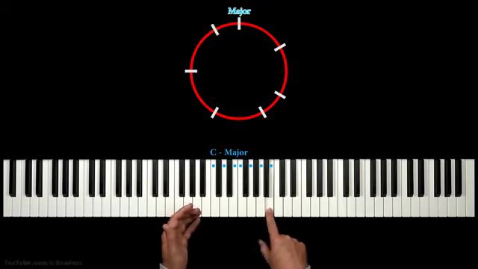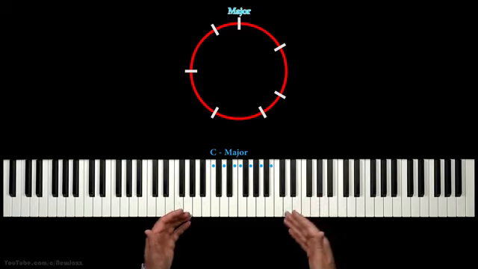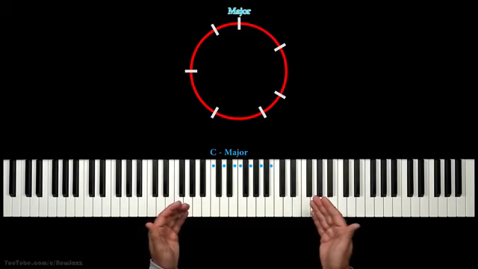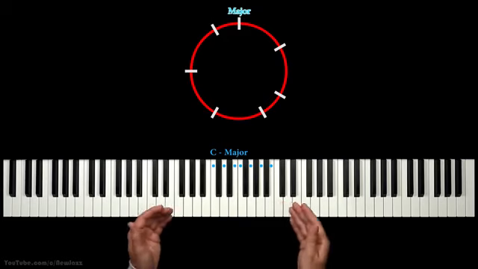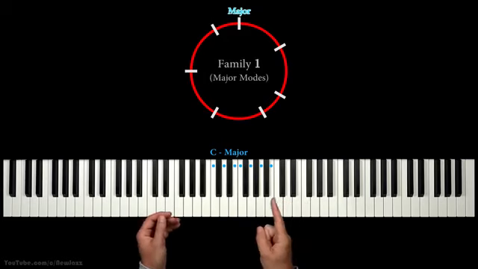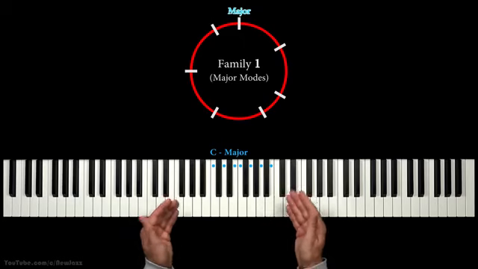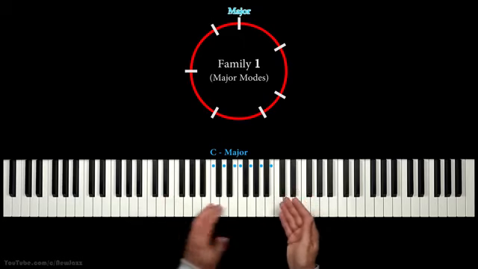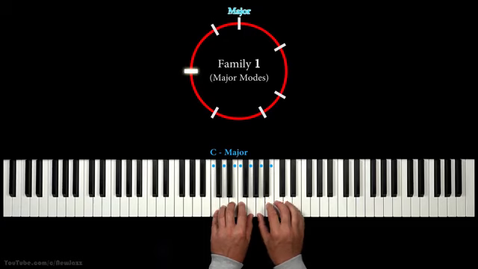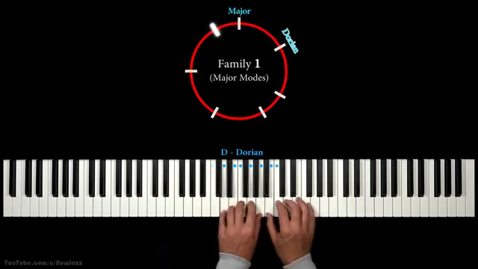Now, all scales in this world can be grouped into families. So the first family I'll introduce to you is Family 1, also called the major modes. The single scale members of this family are derived by playing our major scale in different degrees. So here we have the second degree scale.